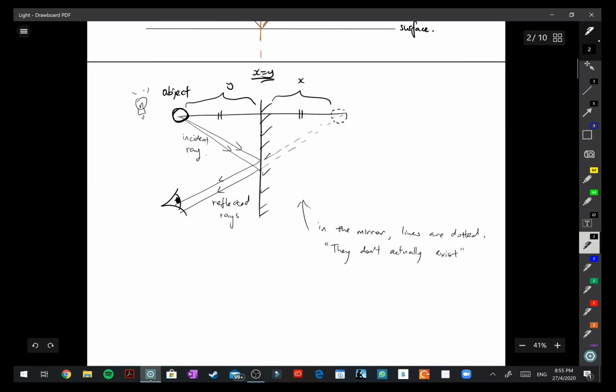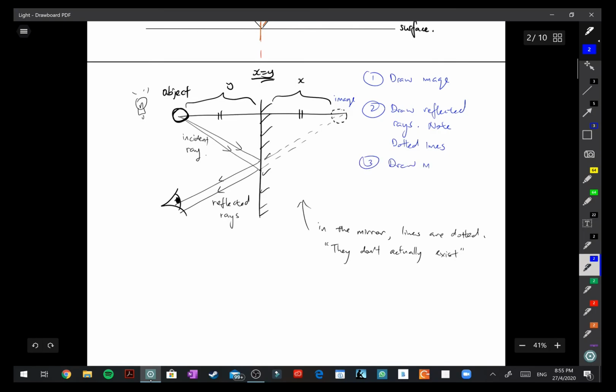Okay, in a short summary, these are the 4 steps that are to be taken. Number 1, draw the image. Right, so this is the image. Remember that they are equidistant. Number 2, draw the reflected rays. Note the dotted lines. Number 3, draw the incident ray.